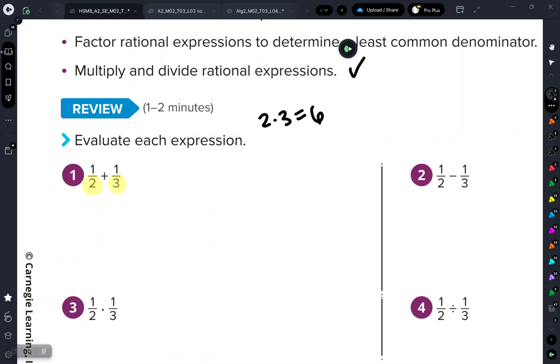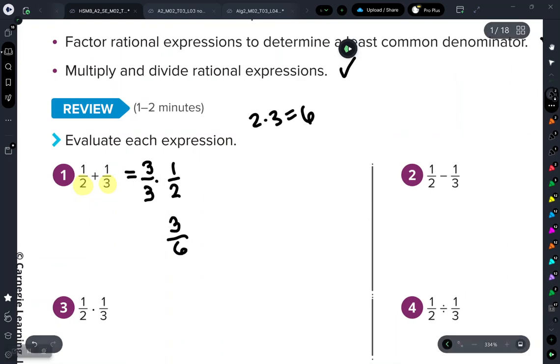We need to multiply by fancy ones. So if I have a half and I want it to become something with a 6, I need to multiply the denominator by 3. But I cannot just multiply the denominator by 3. That is not really allowed, but I can multiply by 3 over 3, because 3 divided by 3 is just 1, and multiplying by 1 does not change its value. So that gives me 3/6. This is the equivalent fraction to a half.